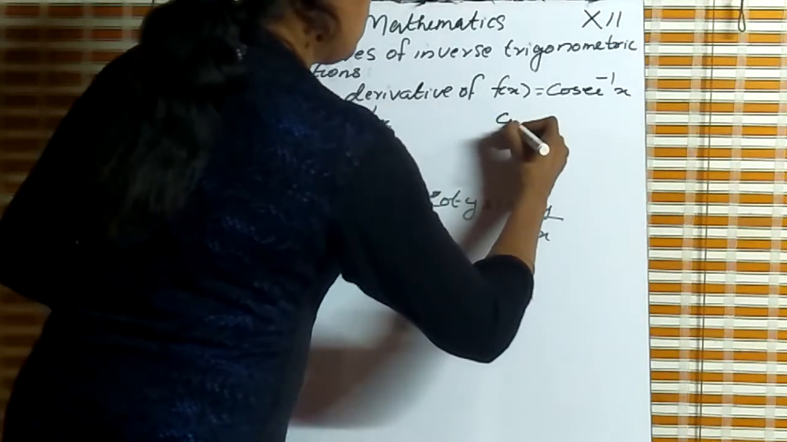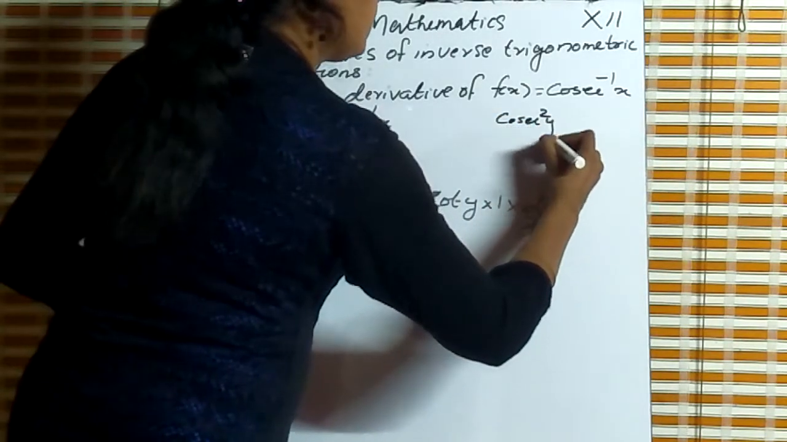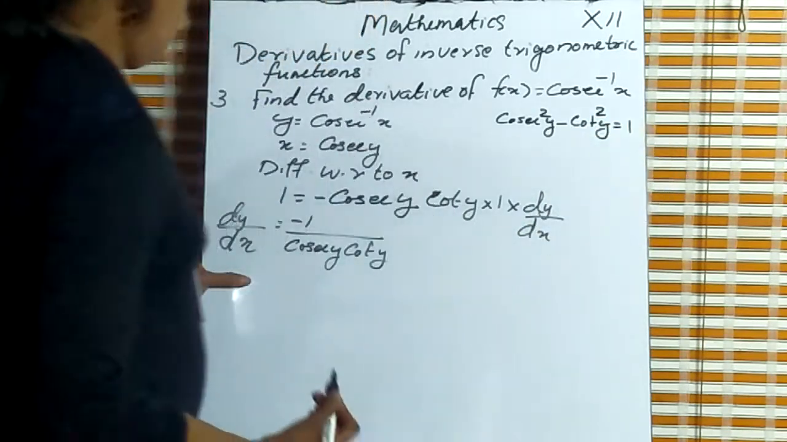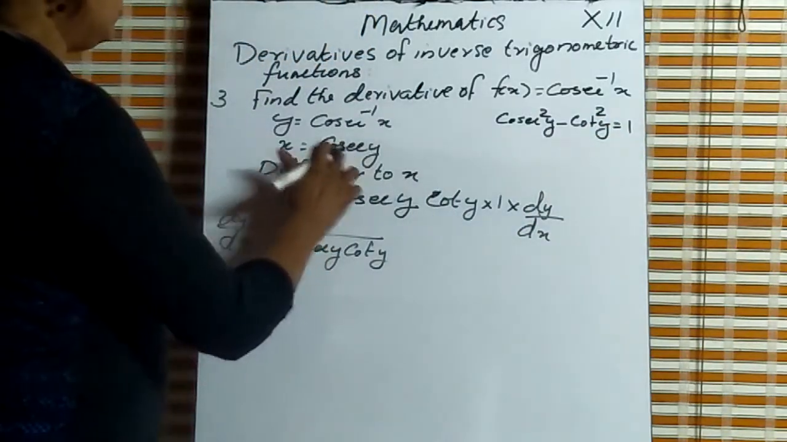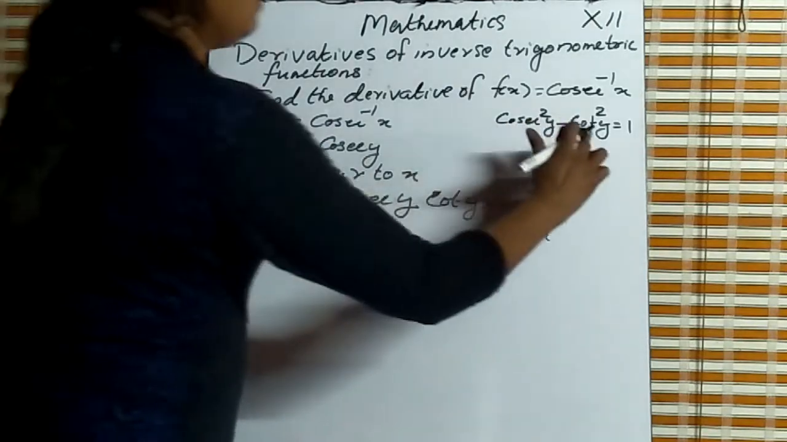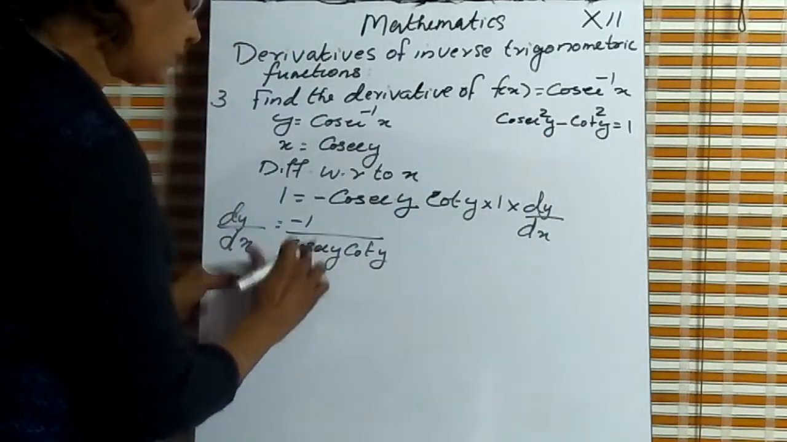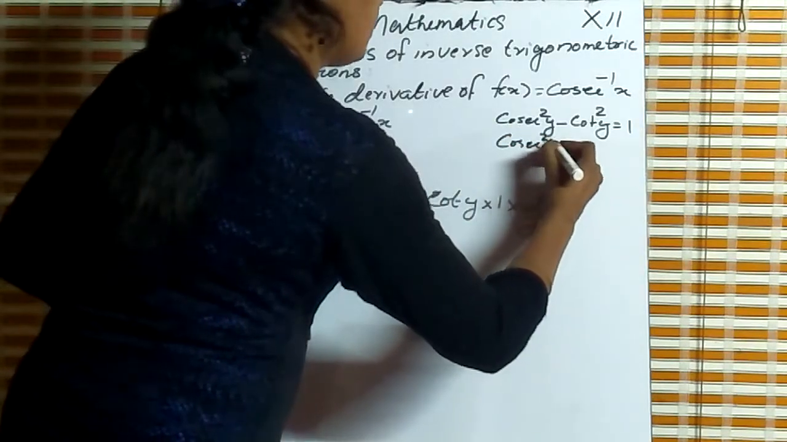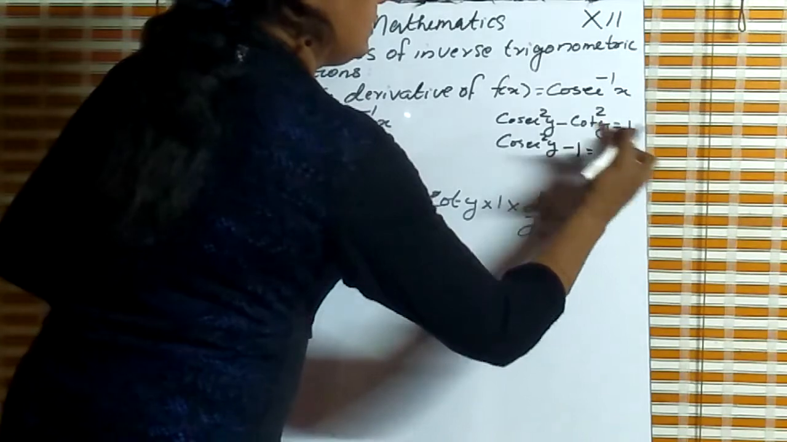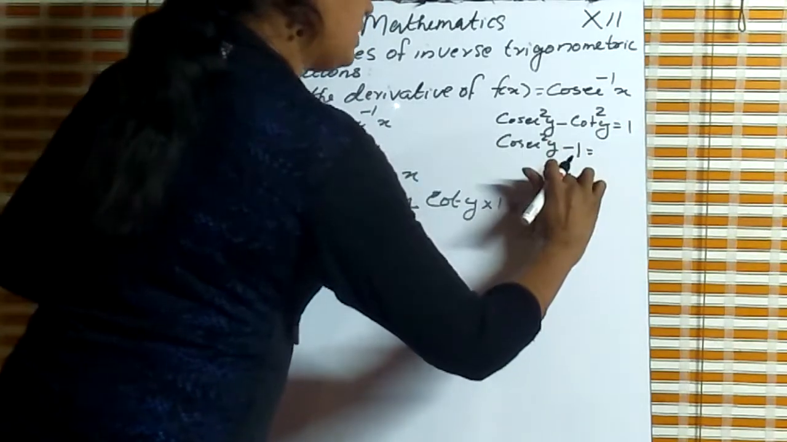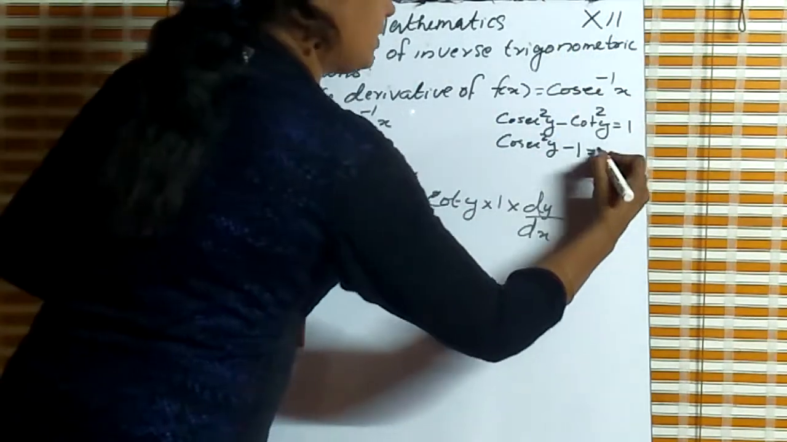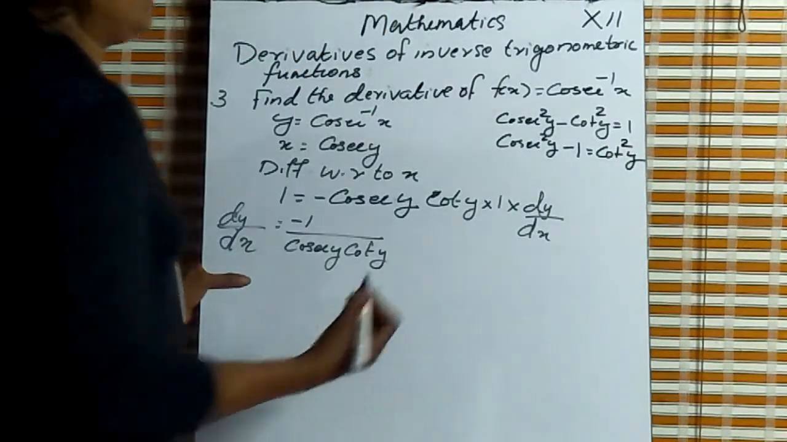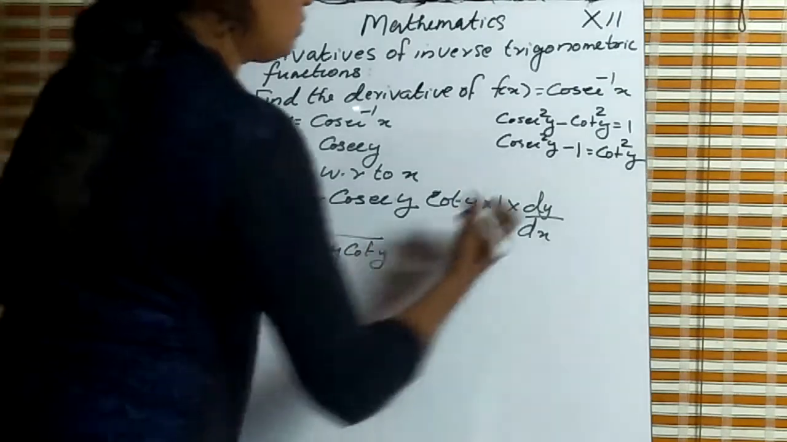We know that cosec square y minus cot square y is equal to 1. Here cosec y is equal to x. We have to find cot y. For that, from cosec square y minus cot square y equals 1, this 1 goes to the left side, it is minus 1, and this minus cot square y goes to the right side, it is plus cot square y. Then we have to find cot y.